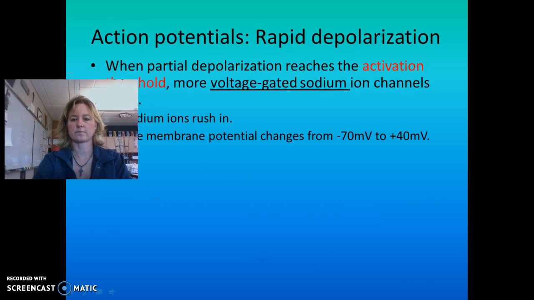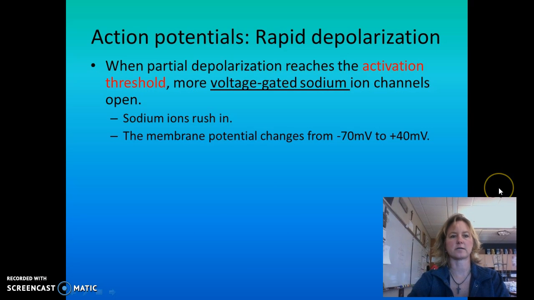Okay, so the action potentials. This is rapid depolarization. Remember, we're getting less and less negative. When a partial depolarization reaches the activation threshold, more of those voltage-gated sodium ion channels are going to open, which then means that more sodium ions are going to rush in. And we are going to change that membrane potential quite a bit.